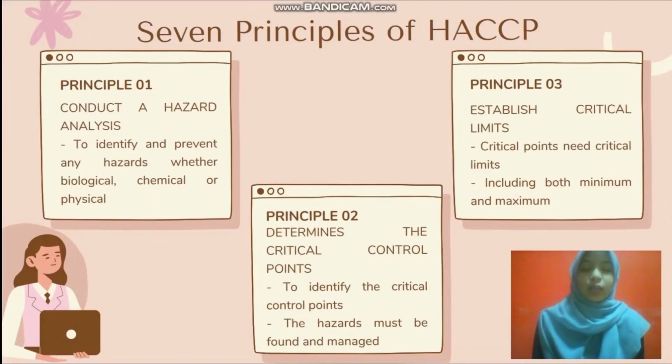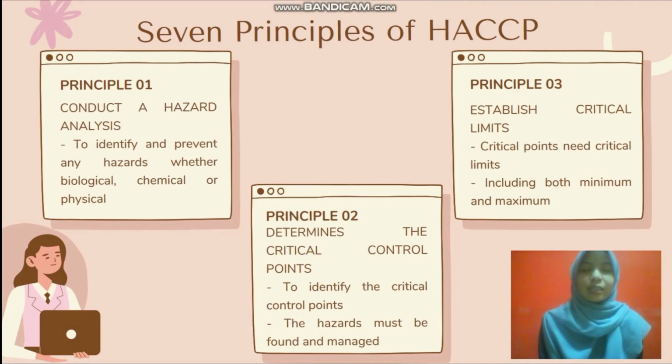Seven Principles of HACCP. The first principle is to conduct a hazard analysis. A hazard analysis is conducted to identify and also prevent any hazards, whether it's biological, chemical, or physical. The second principle is to determine the CCP, critical control point. It is to identify the critical control points, and the hazard must be found and managed in this process.